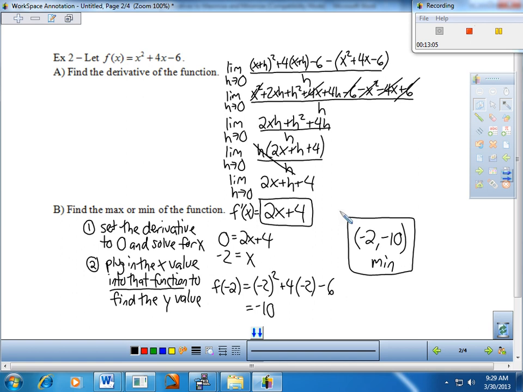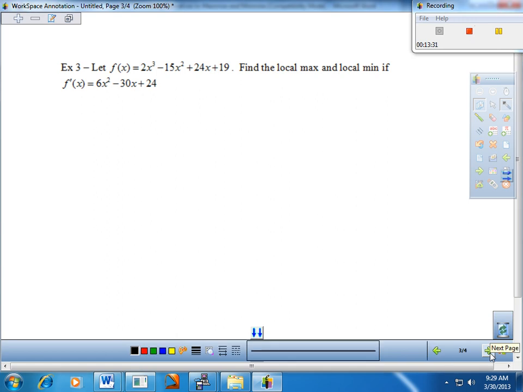Okay, let's continue. Let's go ahead and up the ante a little bit here. And let's do example 3, which is now a cubic function. So let's see what we have going on here. It says let f of x equal, and I've got a pretty long cubic on that, find the local max and the local min if this is the derivative.